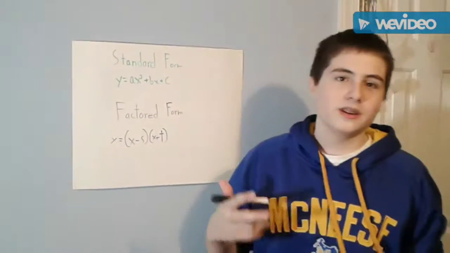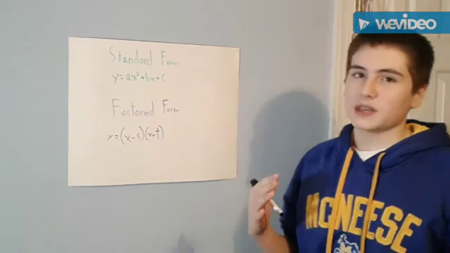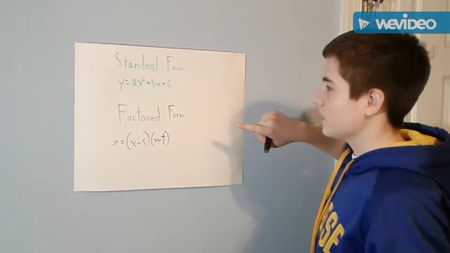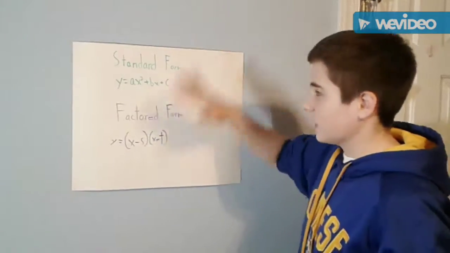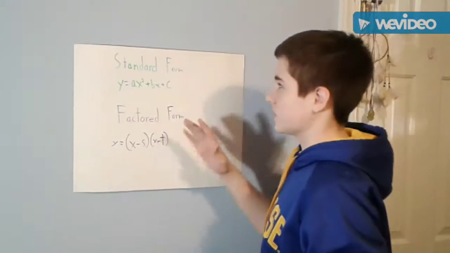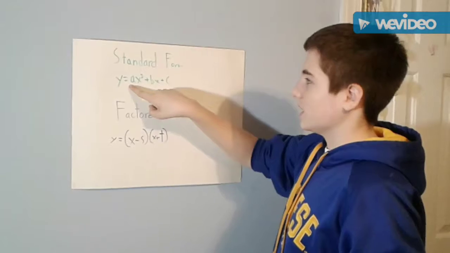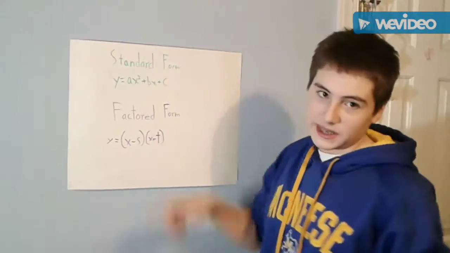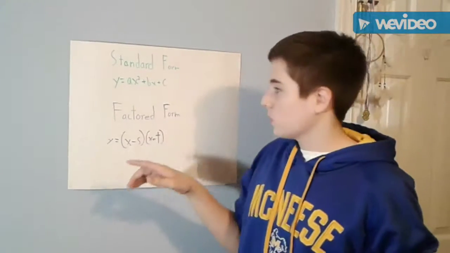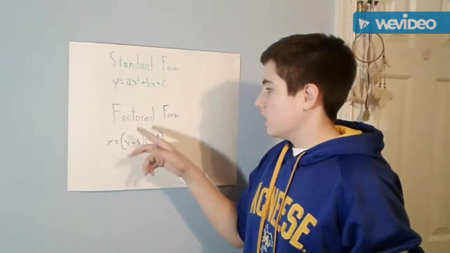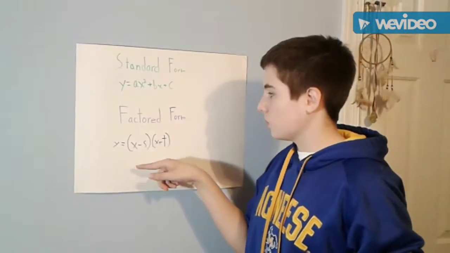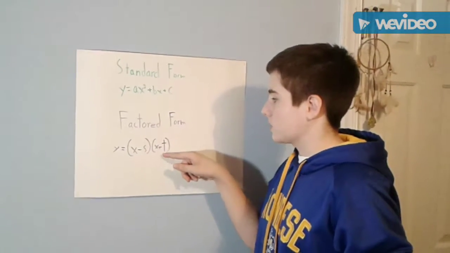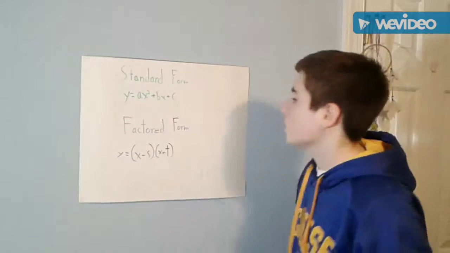For my extra credit assignment, I'm going to be explaining how to go from standard form to factored form. Just going over the equations first, standard form is y equals ax squared plus bx plus c. And factored form is y equals, in parentheses, x minus s, parentheses, x minus t, parentheses.